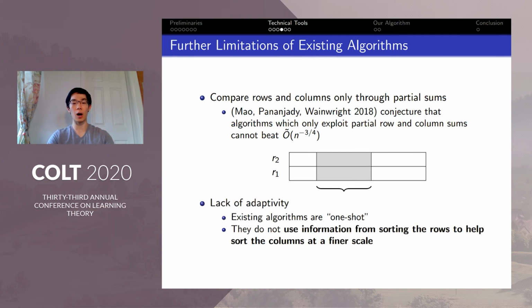Also, existing algorithms are one shot, meaning that they estimate the row and column permutations in one shot. They do not, say, estimate the row permutation and then use that to estimate the column permutation at a finer scale, and then make progress iteratively, and so on and so forth.